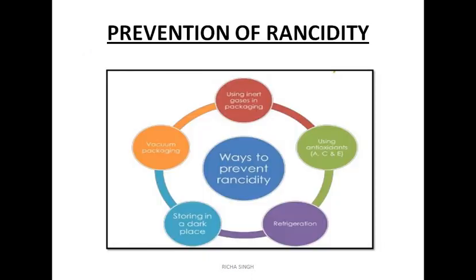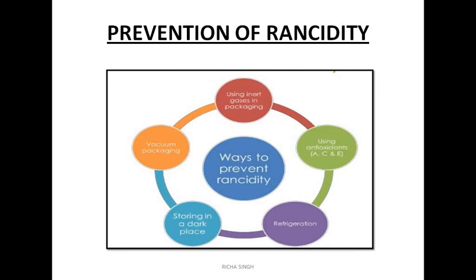Now, this rancidity can be prevented first by vacuum packaging, so that outside air does not come inside and microorganisms will also not act on the food. Storing the food in a dark place, refrigeration, lowering the temperature, using inert gases in packaging. Inert gases here means we use nitrogen in your chips packet. The packet is full of air there. Which gas is there? It has nitrogen because it reduces the rate of oxidation.